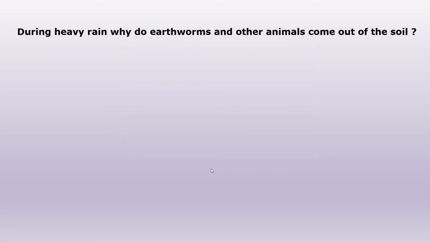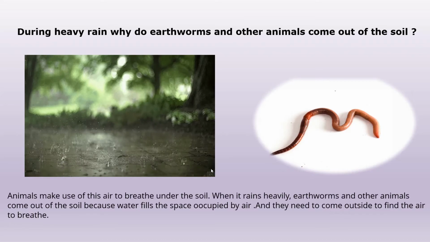During heavy rain, we generally observe that earthworms and other animals come out of the soil. Why does this happen? Animals generally use the air to breathe under the soil. When it rains very heavily, these animals come out of the soil because the water fills the space occupied by the air, and they need to come out of the soil in order to breathe in air.